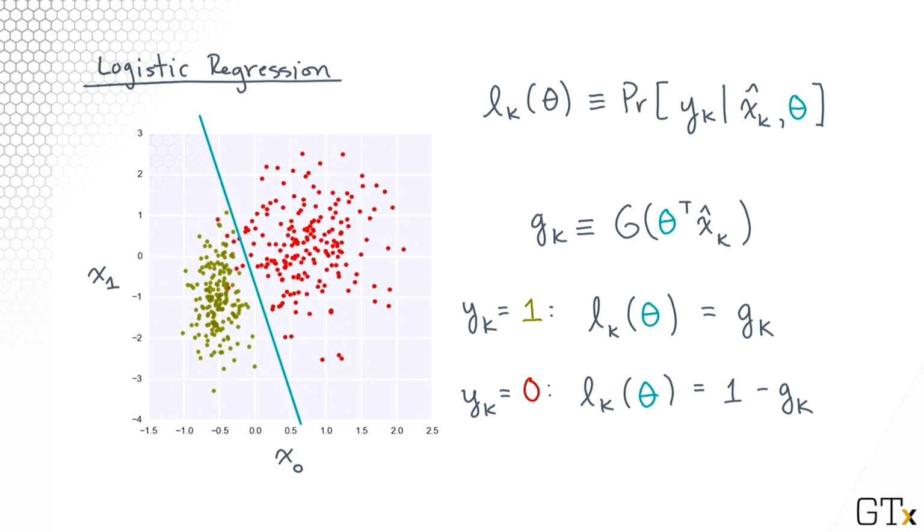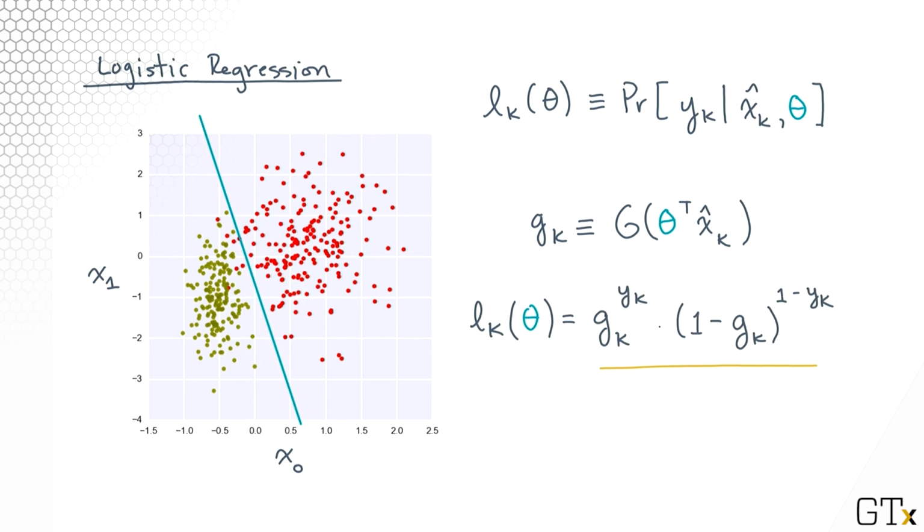Now there's a little trick to combining these cases into a single formula. The result is gk to the power yk times 1 minus gk to the power 1 minus yk. So we're using the fact that yk is either a 0 or a 1 to implement a kind of mathematical if statement. Now the first term corresponds to the observed label being 1. If the label is instead 0, then this term is just 1, and so it's effectively ignored. The second term is for a label of 0, and it's ignored if the label is instead 1.